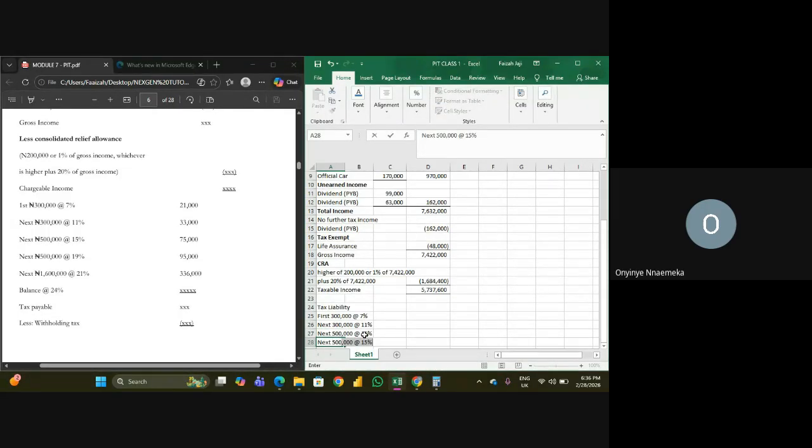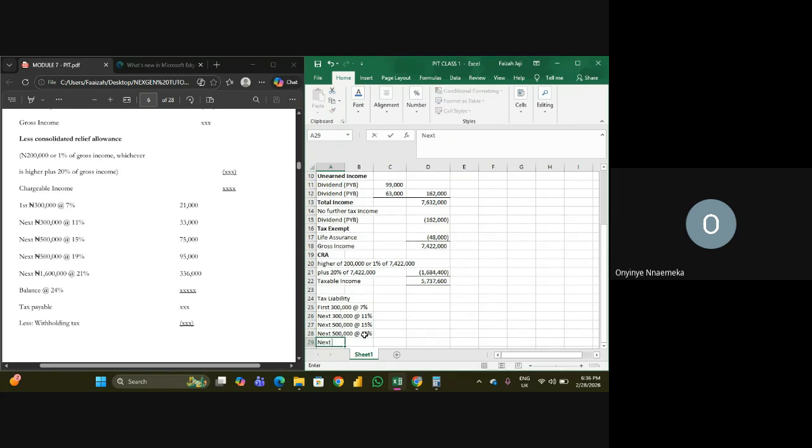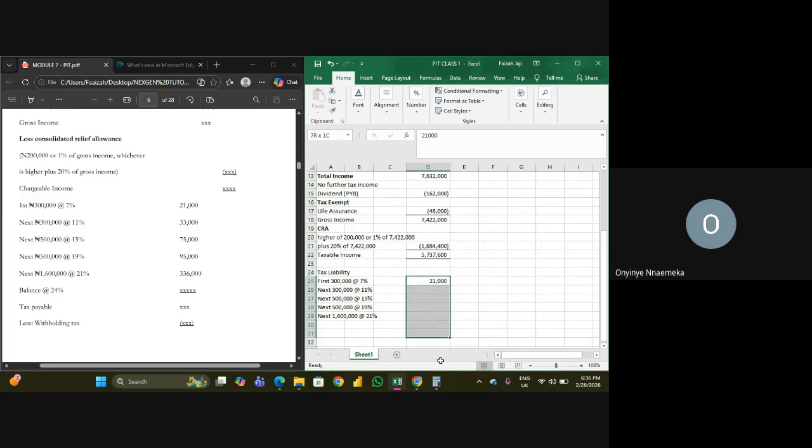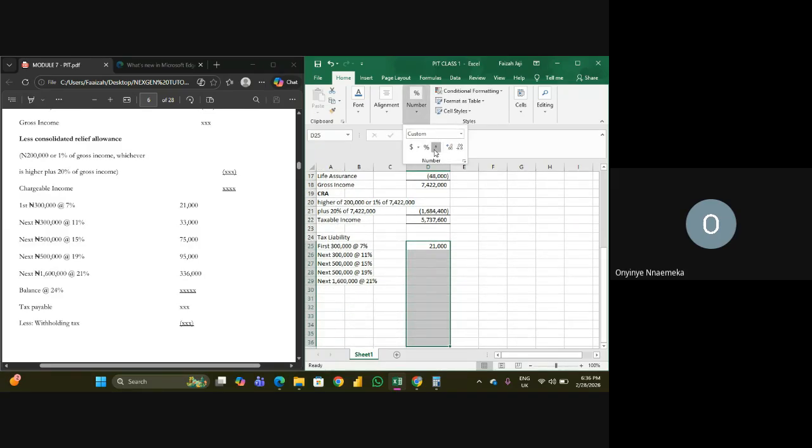Next 500 at 19%. Next 1,600,000 at 21%. Then the remaining balance. These figures will be giving us 21,000. This one gives us 33,000. I'm just popping it direct since 70,000, 95,000, 336,000. Now, let's go back to our calculator.